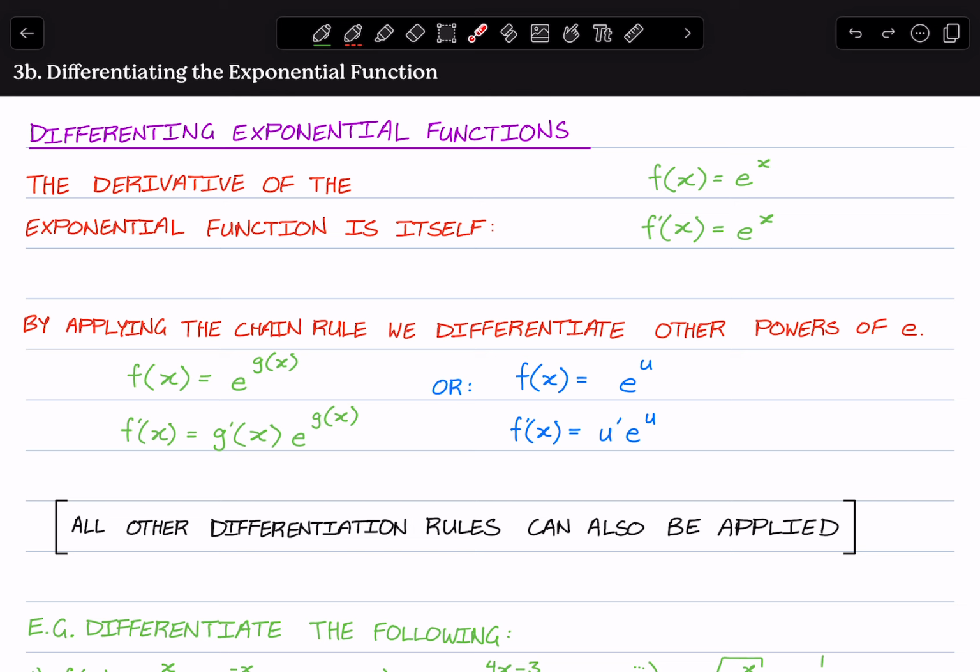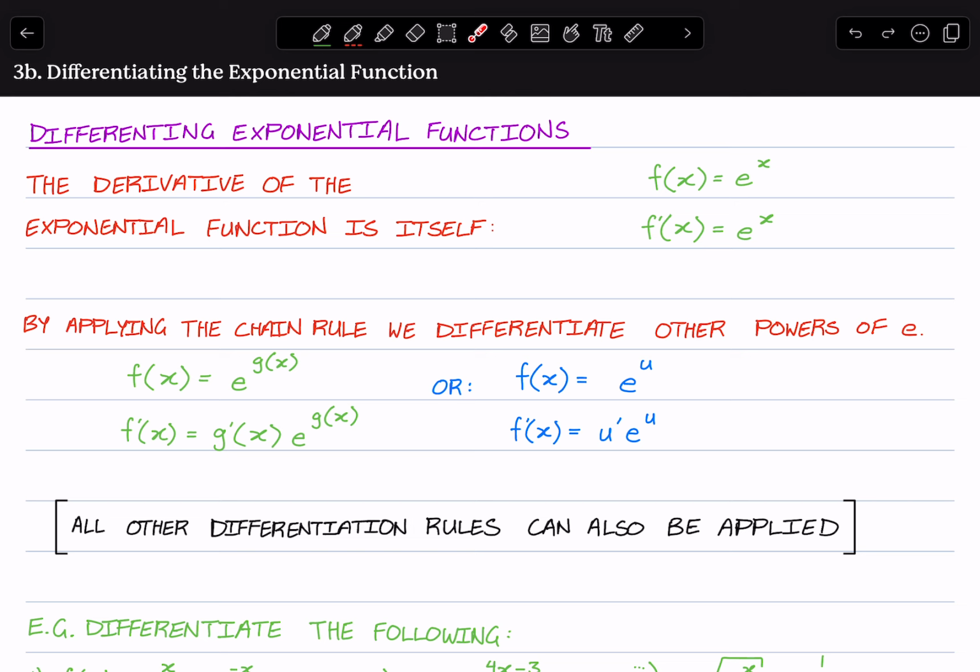Hello class, this is a video tutorial on differentiating exponential functions. At the most basic form, the derivative of the exponential function is itself. So if you have f of x equals e to the x, its derivative f prime of x is itself.